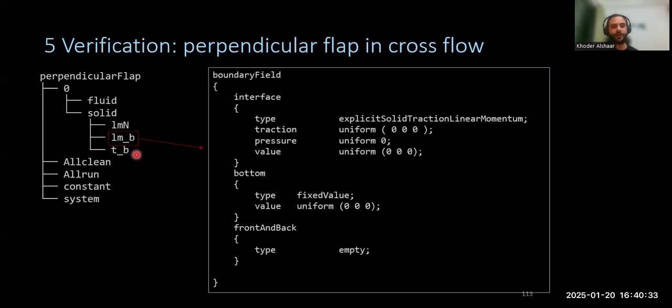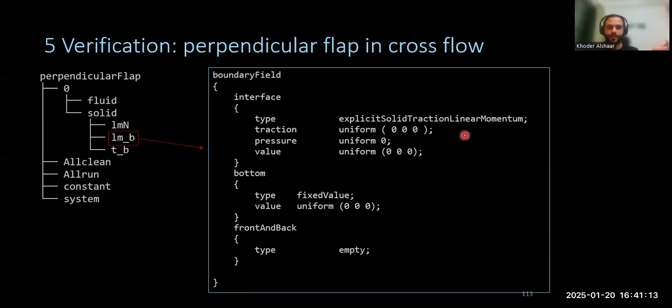At the boundary, what we have in the test case are 3 boundaries. We have the interface boundary between the fluid and solid, which is basically the wet surface. We have the bottom surface, and we have the front and back, which are empty because of the 2D assumption. Remember the boundary condition that we defined a few slides earlier, explicit solid traction linear momentum. So here we have to define that.